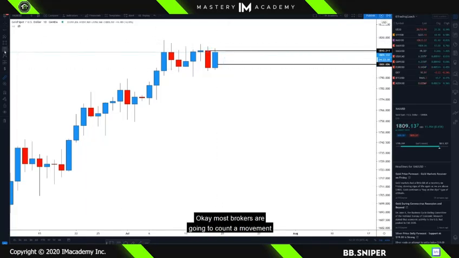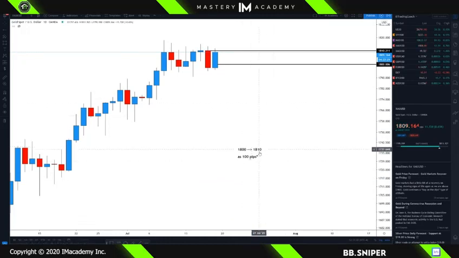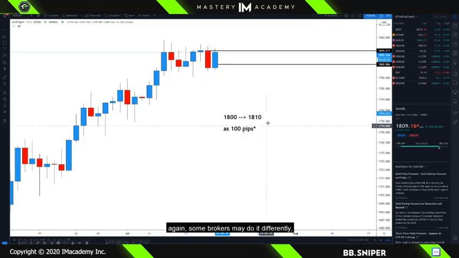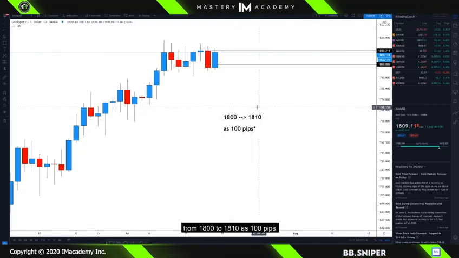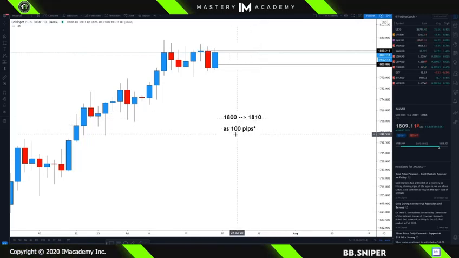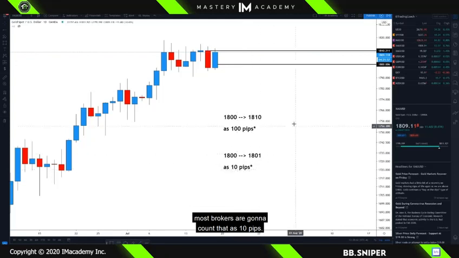Okay, most brokers are going to count a movement from 1800 to 1810 as 100 pips. And the reason why there's a little star, again, some brokers may do it differently, but the majority of them will count that movement from 1800 to 1810 as 100 pips. So if gold were to go from 1800 to 1801, most brokers are going to count that as 10 pips. And so the pip, when we're taking a look at something like gold, it's going to be the first number after the decimal.